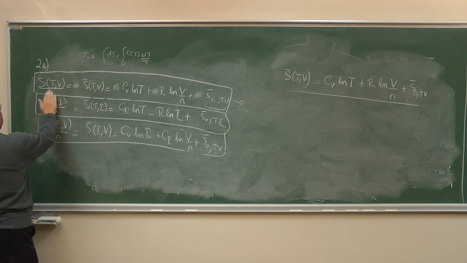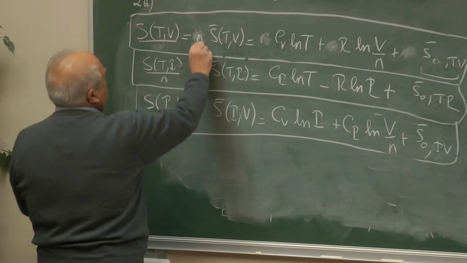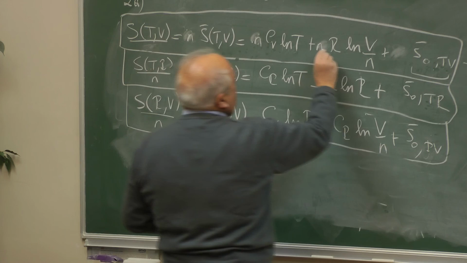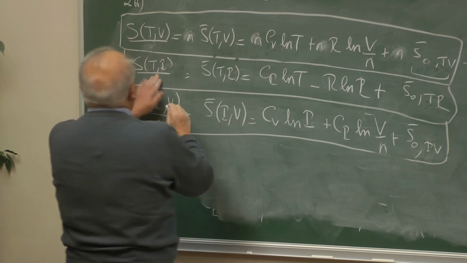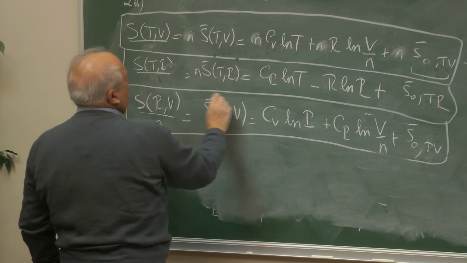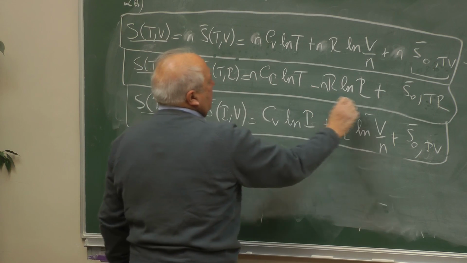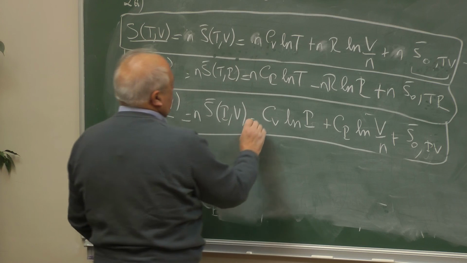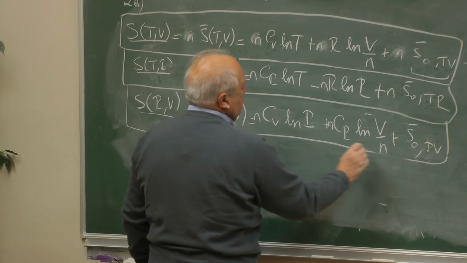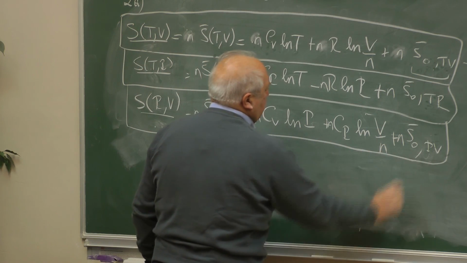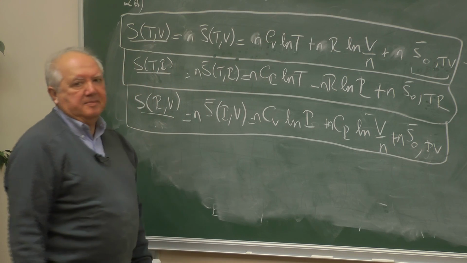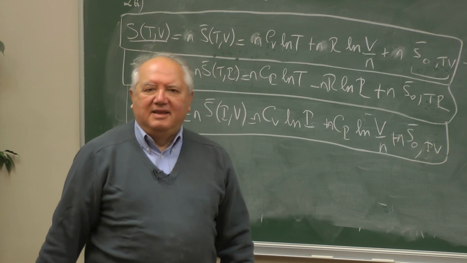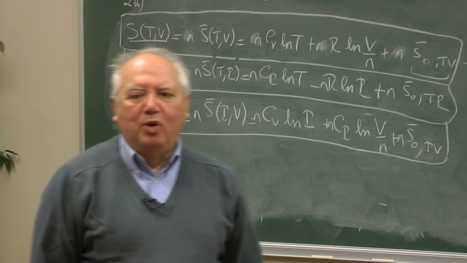So let's now multiply everything by n. These are the molar entropies.